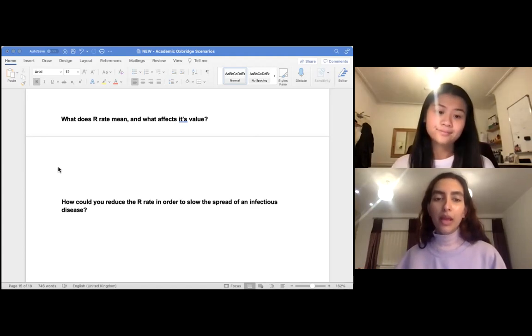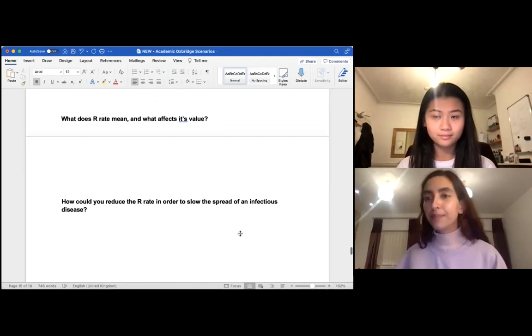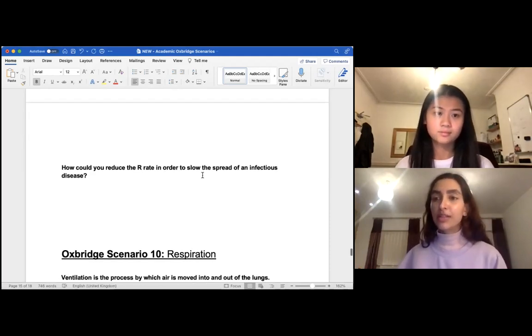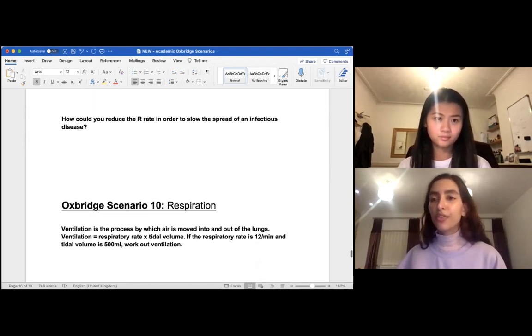Well done. Moving on to the final scenario now. Are you ready to go straight in? Yeah. Okay. So this one is on respiration. This is our final scenario. So we're starting off with an equation. Ventilation is the process by which air is moved into and out of the lungs. Ventilation is equal to respiratory rate times tidal volume. If the respiratory rate is 12 per minute and the tidal volume is 500 mL, work out the ventilation.